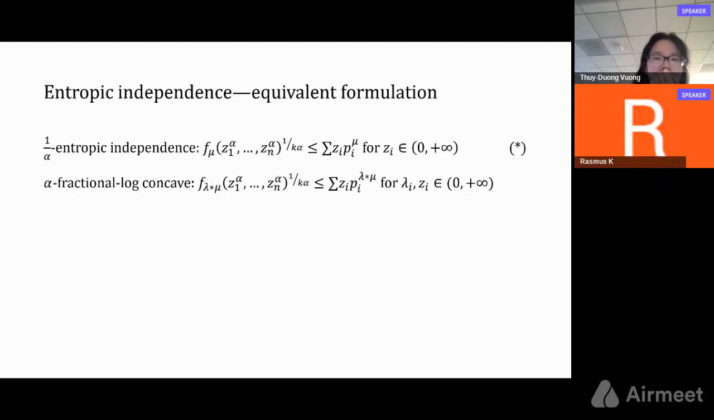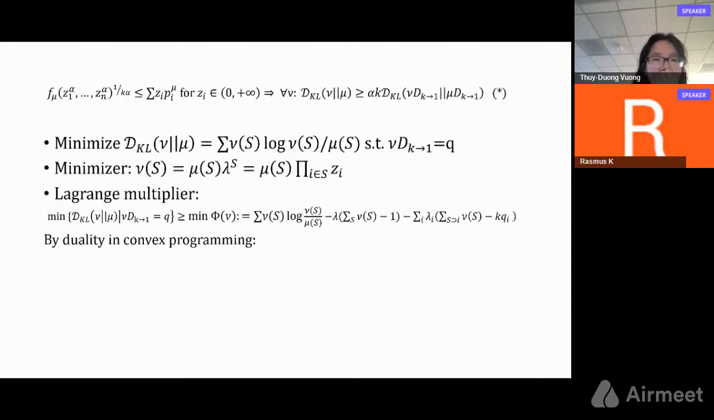And alpha fractional log concave is equivalent to, so the log concavity can be rewritten in this way. And notice that here, this lambda is called the scaling factor, and if you set lambda to be all ones, then you recover the inequality above. So that's why alpha fractional log concave is stronger than entropic independence. Okay.